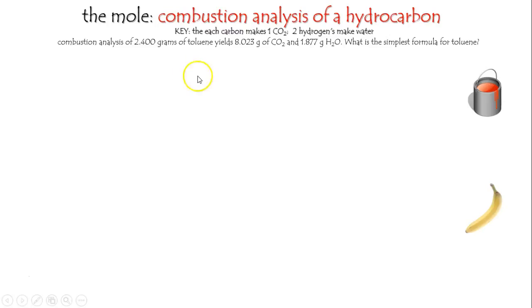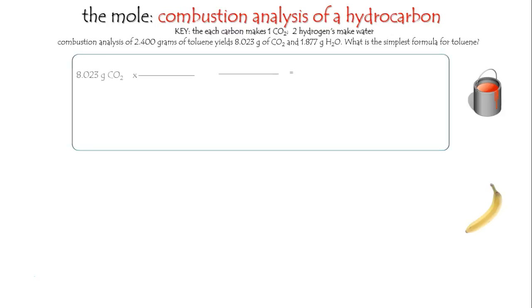So here's a problem. You got 2.4 grams of something known as toluene, and you find that when you burn it, you get that much carbon dioxide, that much water. They're asking for the empirical, or simplest formula. Let's take that 8.023 grams and see how many moles of carbon it came from. We do need moles, right? Something like C6H8 is the molar ratio of carbon to hydrogen, so that's what we're after.